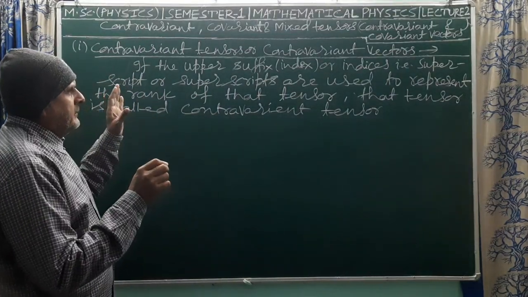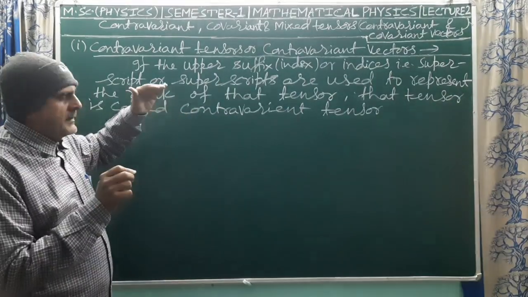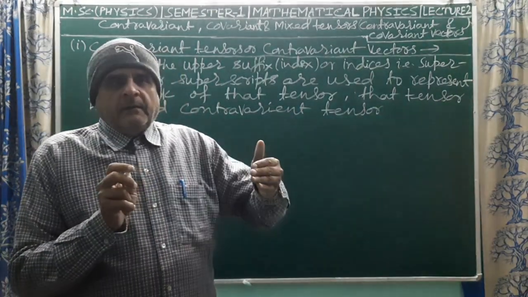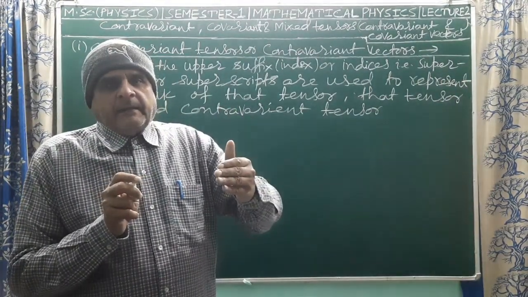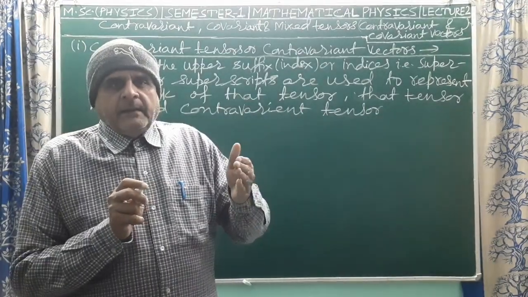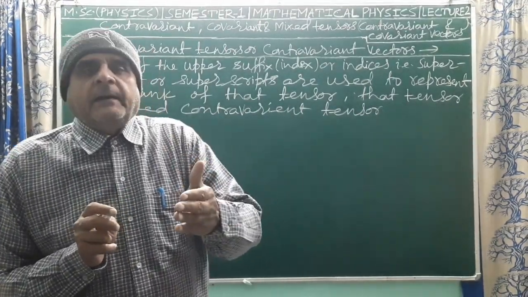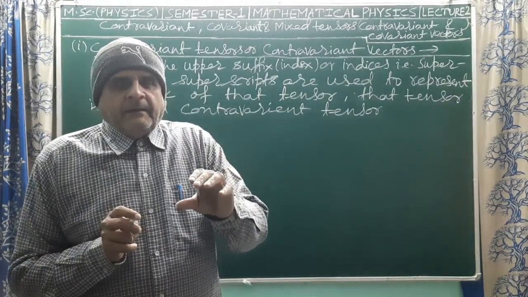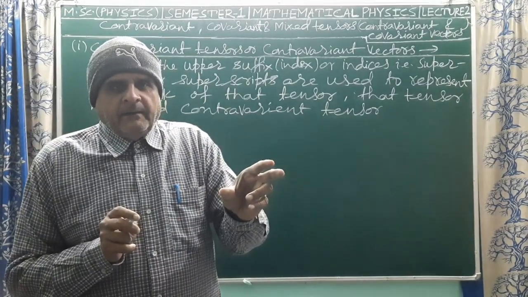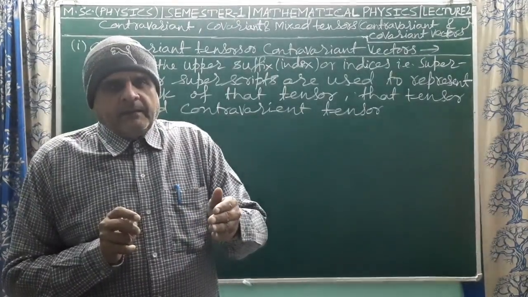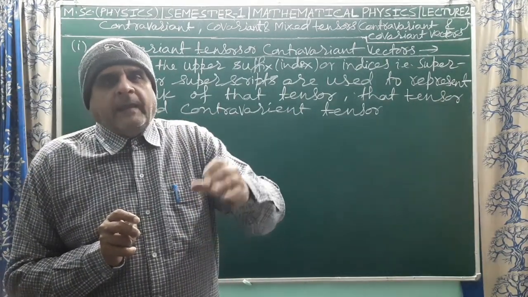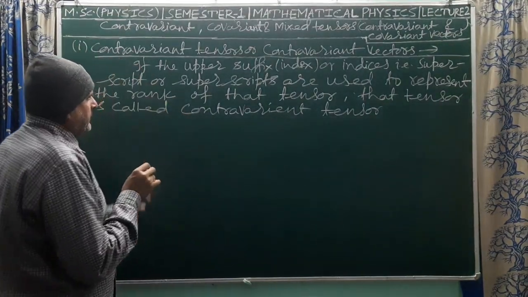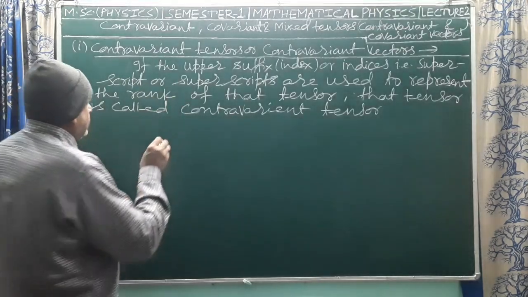Now, contravariant vector. A contravariant tensor is called a contravariant vector when the rank of that tensor is 1. That is, a contravariant tensor of rank 1 is called a contravariant vector. This is the difference between a contravariant tensor and a contravariant vector. Actually, a contravariant vector is also a tensor of rank 1.